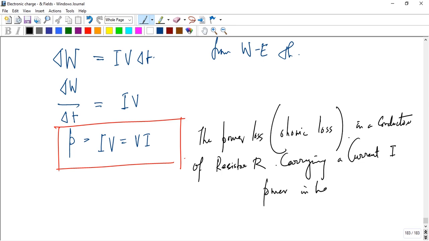Some examples, like an electric bulb, the tungsten bulb: the more current, the more heat. That's a basic example. So that is actually a loss, but we use that loss in our daily life, like an electric heater or induction cooker. Sometimes we use that loss in our daily life.